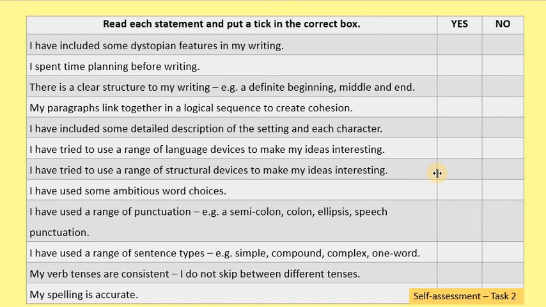I have used a range of sentence types. So we're going to have simple ones, compound, complex. But forget those words, terminology. Are there long ones? Are there very short ones to create tension and suspense? Let's just focus on that for a second.